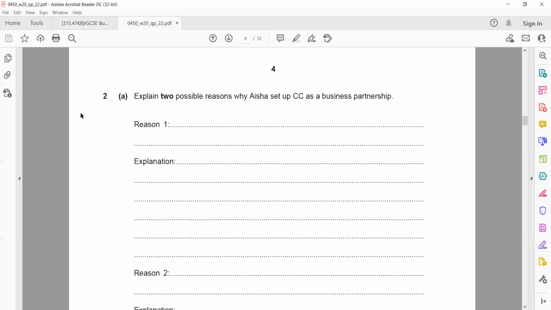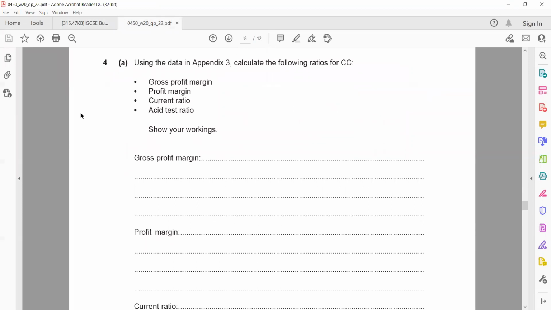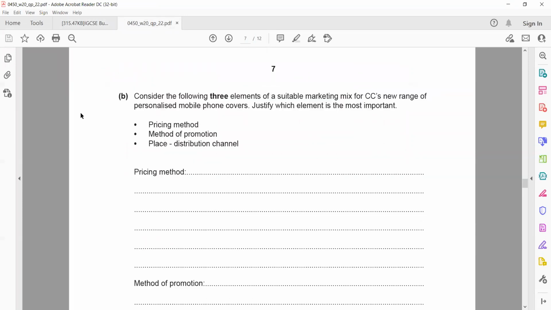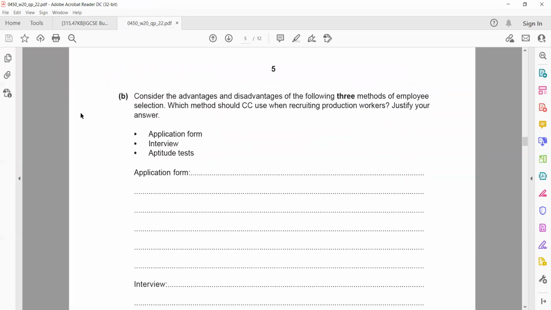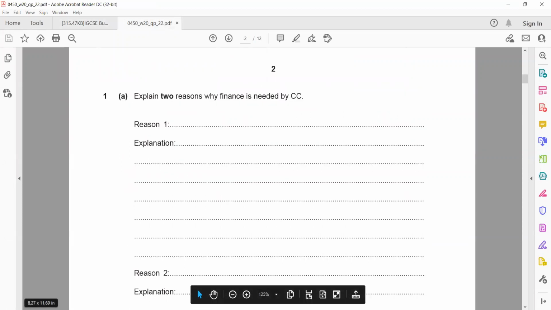Now the example. In this paper, there is none. So let me try and access another paper that might have this kind of format.